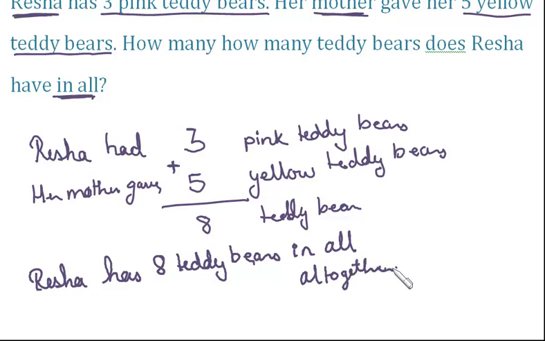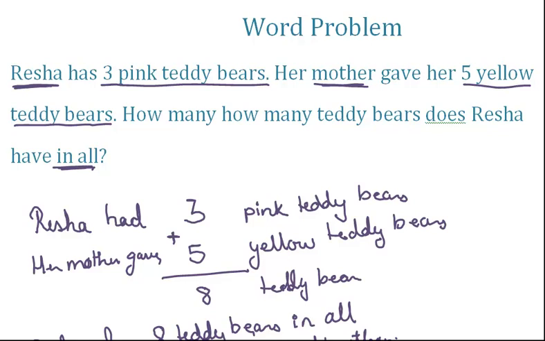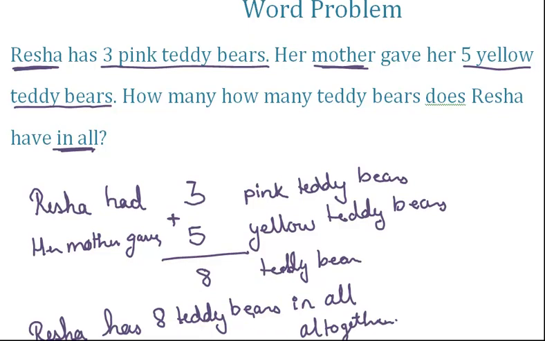Okay, so this is how you solve a word problem. It's really easy, children. You don't need to get scared by the name, word problems. It's such a long name. But don't worry, it's really very simple. You just need to take care that you underline the important points that are given to you in the word problem, and you write down the statements correctly with the help of the points that you have underlined.